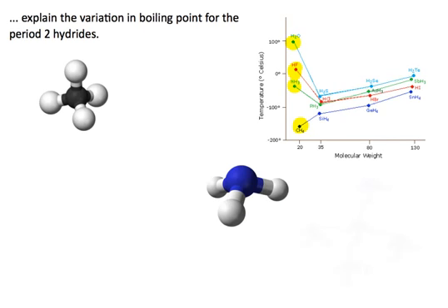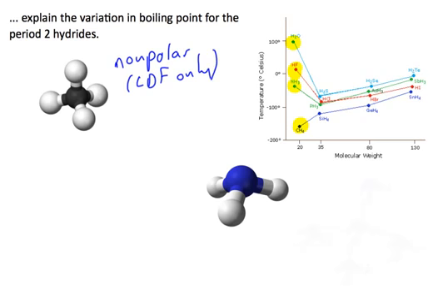Now, what about the boiling point for period 2 hydrides? So now what we're doing, as shown on the graph, is moving across the period. So we're going from water, hydrogen fluoride, ammonia, methane. So let's talk about methane first. So methane is not too hard to explain. Methane is nonpolar. And so in terms of interactions, it's LDFs only.